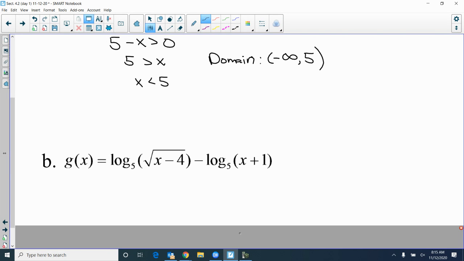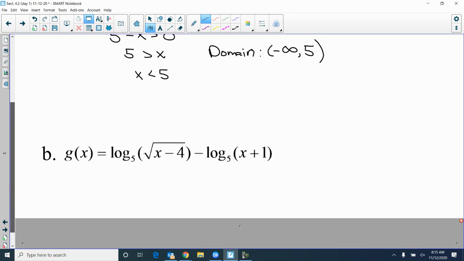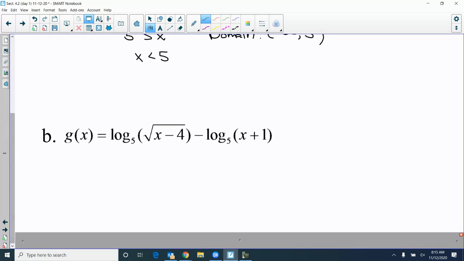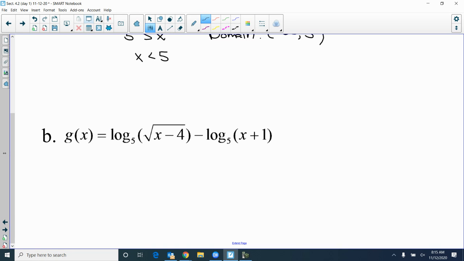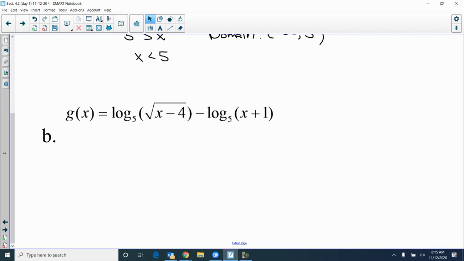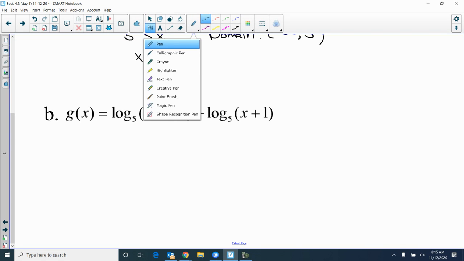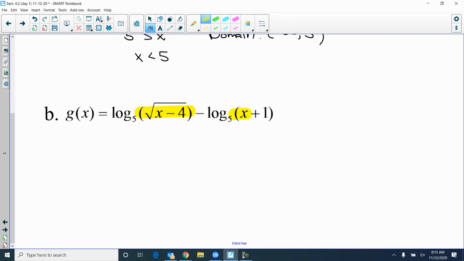All right, copy down the second one. g of x equals log base 5 of the square root of x minus 4 minus log base 5 of x plus 1. Okay, you cannot take the log of a negative number. You cannot take the square root of a negative number. So both of those come into play. And we got 2 cases where we're taking the logs. We have to take both of those into account.